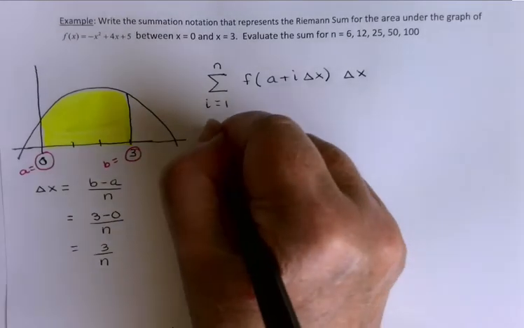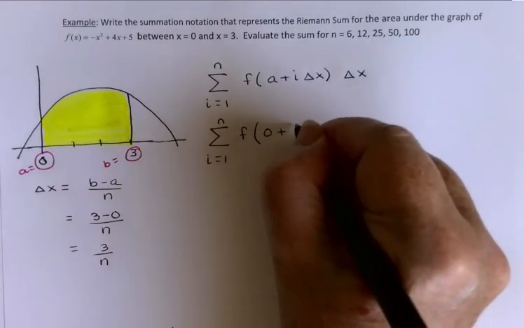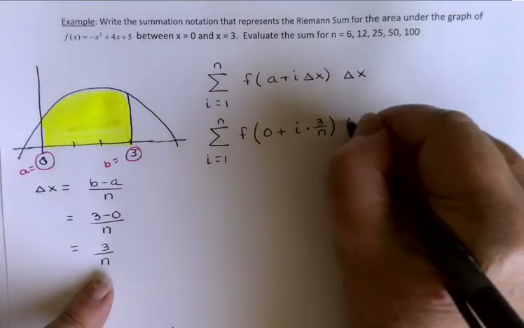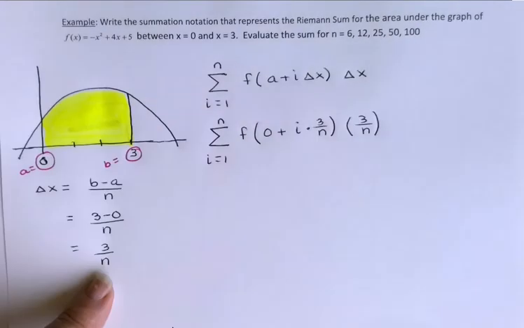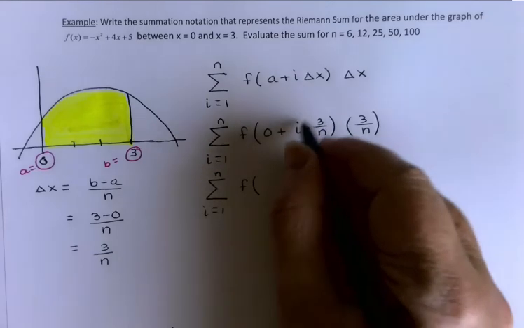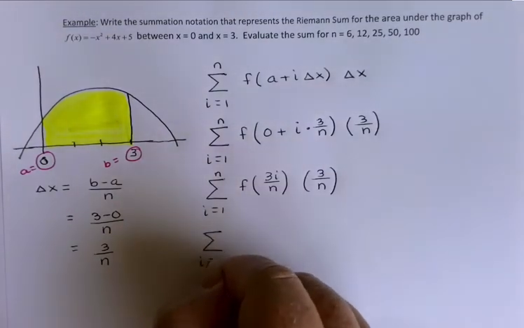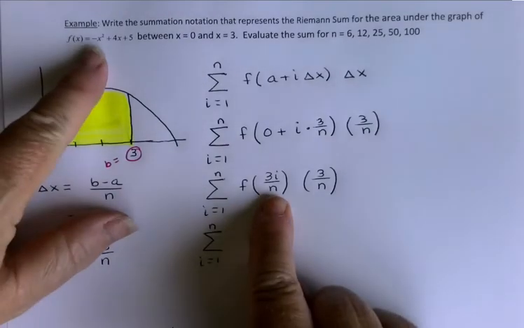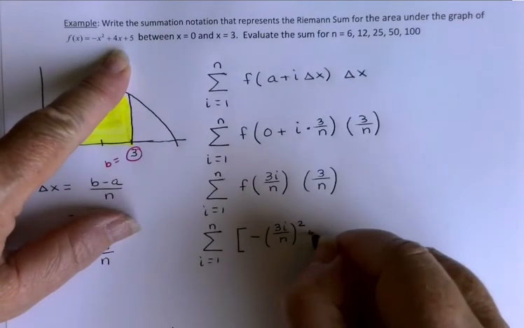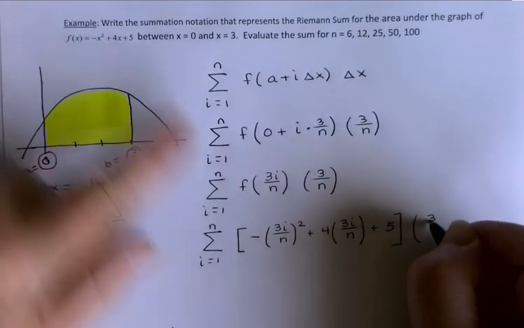All right, let's start plugging stuff in. Our a is 0, plus i times our delta x, which is 3 over n. And that's multiplied by delta x, which is 3 over n. That's going to give me f of 3i over n times 3 over n. And if I plug this 3i over n into my function, I'm going to get minus, then 3i over n squared, plus 4 times 3i over n, plus 5, and then times that 3 over n.